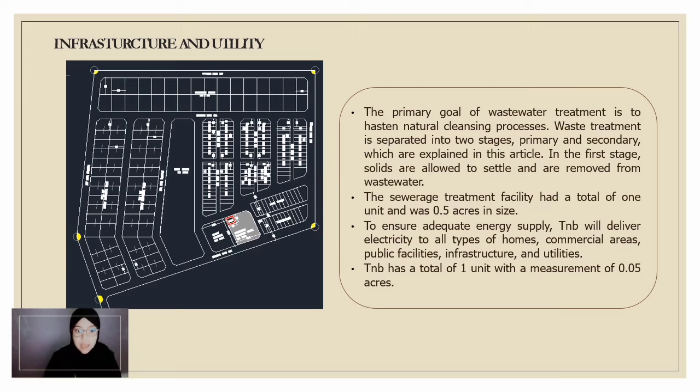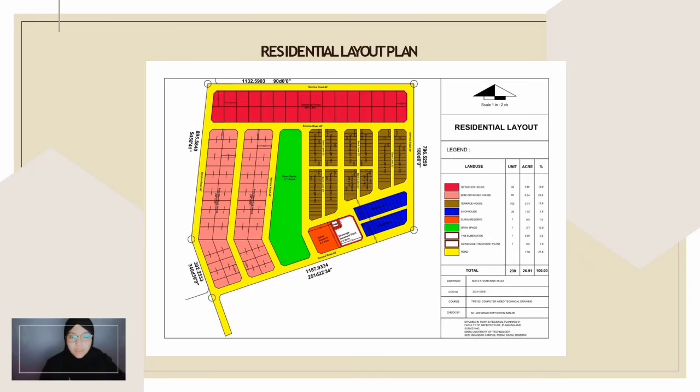So to ensure adequate energy supply, TNB will deliver electricity to all types of homes, commercial houses, public facilities, infrastructure, and utilities. So the TNB has a total of 1 unit with a measurement of 0.05 acres. So I put on this slide my finished residential layout plan to see. I hope you enjoy my plan and I can give some good information to all students from my presentation today.